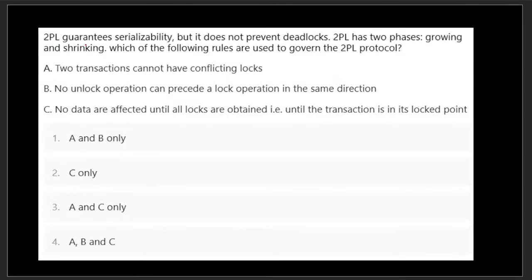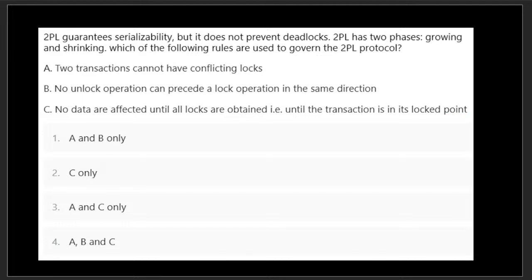The question is: 2PL guarantees serializability, but it does not prevent deadlocks. 2PL has two phases, growing and shrinking. So this is basically the definition of 2PL. Which of the following rules are used to govern the 2PL protocol? A: two transactions cannot have conflicting locks. B: no unlock operation can precede a lock operation in the same transaction. C: no data are affected until all locks are obtained, that is, until the transaction is in its lock point.